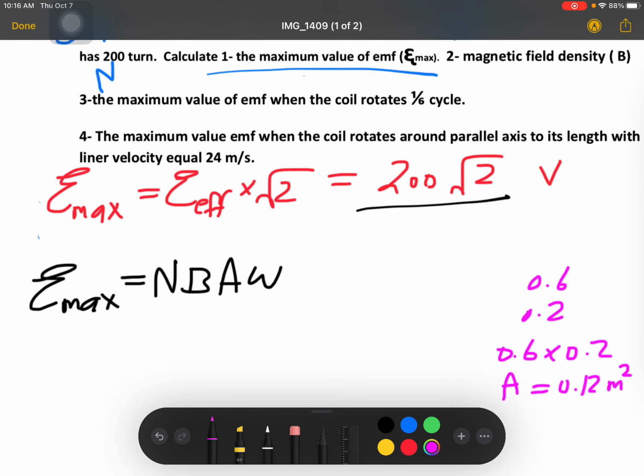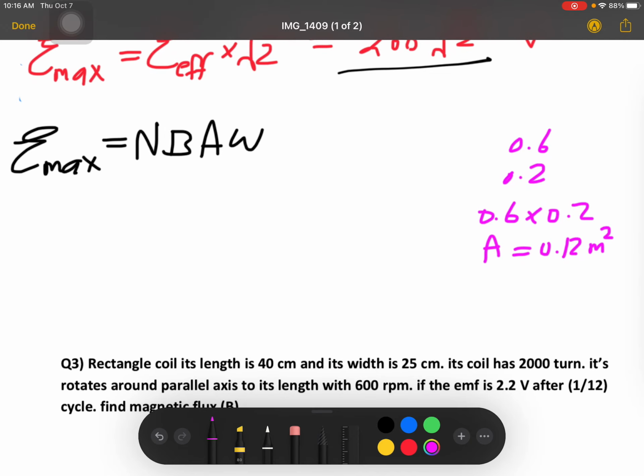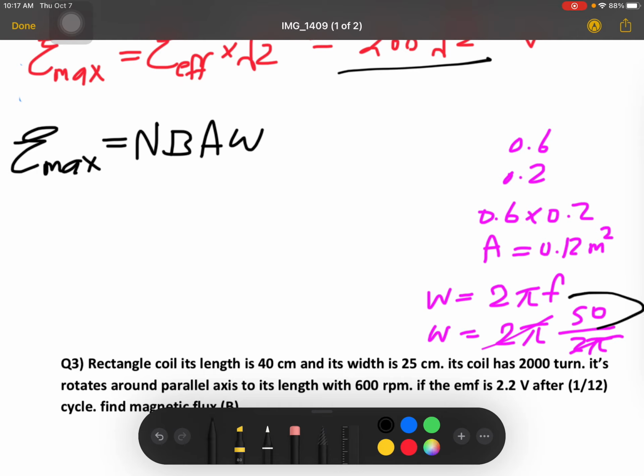What about omega? Omega, as you know, we can find it from this relation. We have two relations to find omega, but in this relation we have the frequency, so we can use this relation: omega equals 2 pi f, and the frequency is 50 over 2 pi, so we can remove 2 pi together, the remainder will be 50.